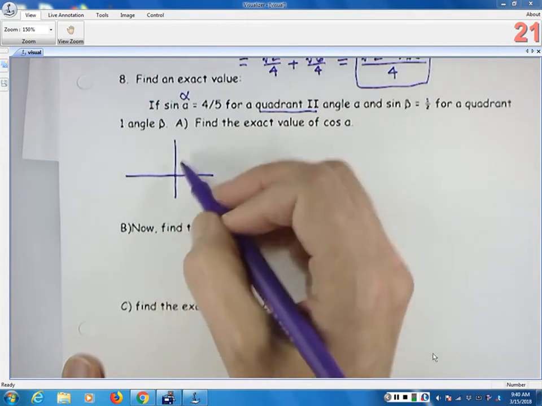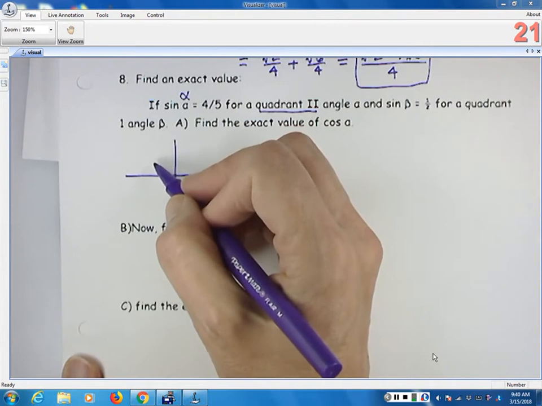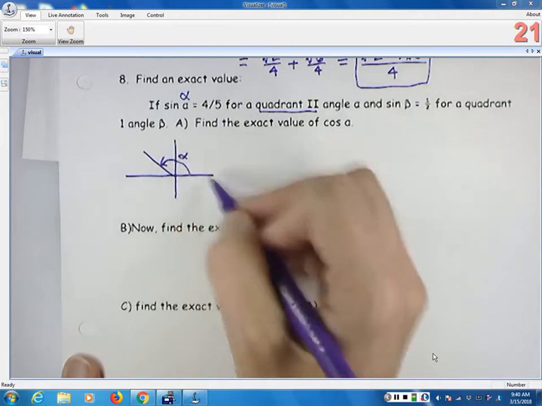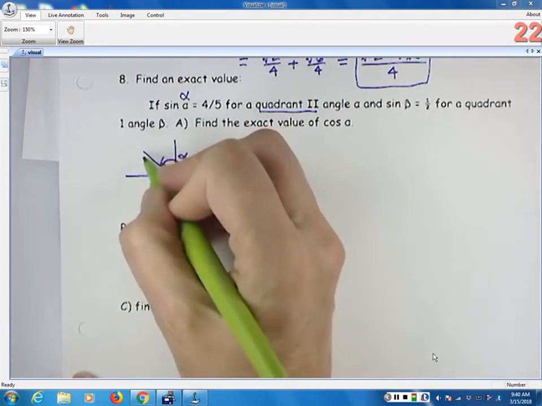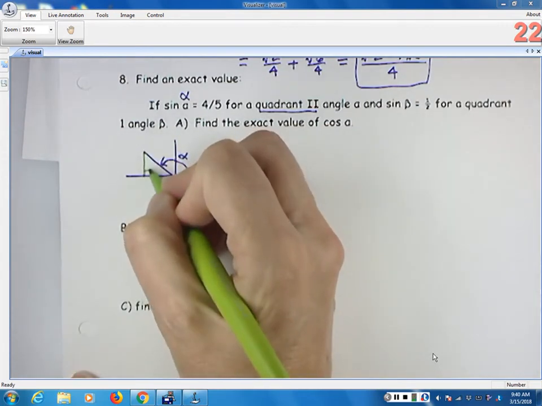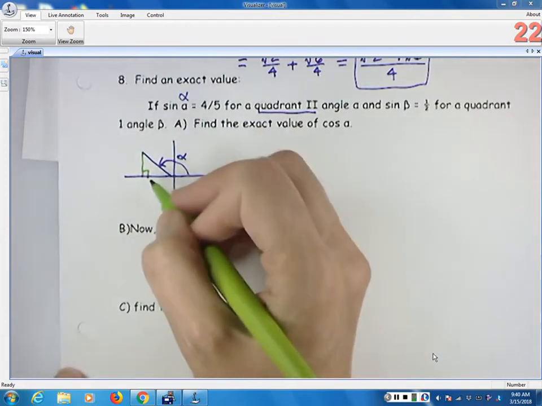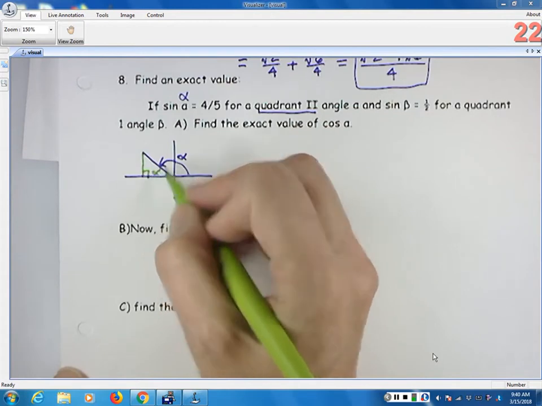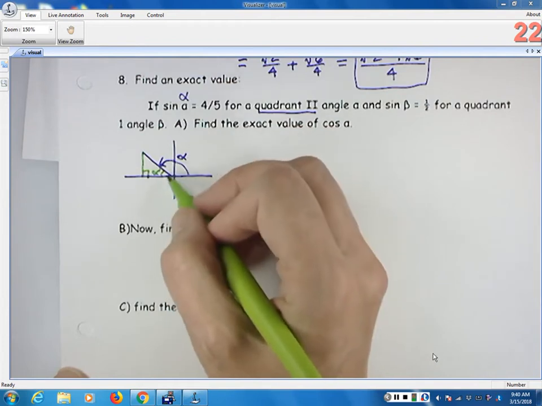So if this is a quadrant 2 angle, then we're going to make this be alpha. We have to remember reference triangles from the first section, right? You draw it down to the x-axis. That's our reference triangle. This in here would be our reference angle, so say alpha prime. Sine of alpha will be the same as sine of alpha prime.